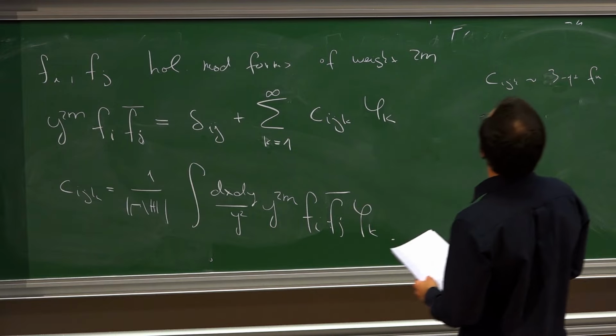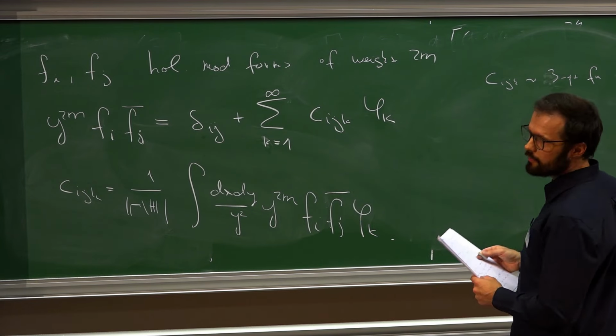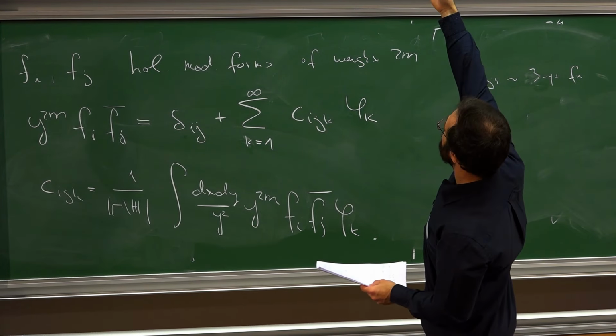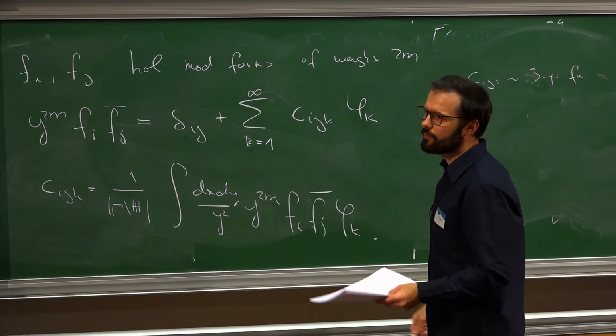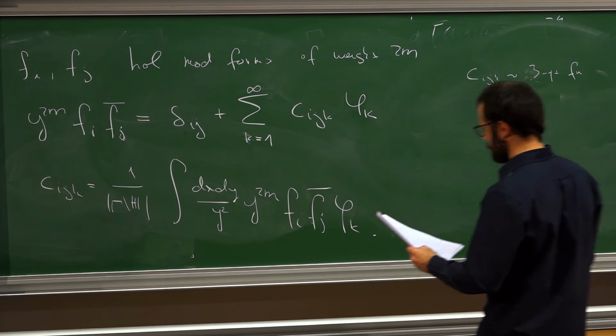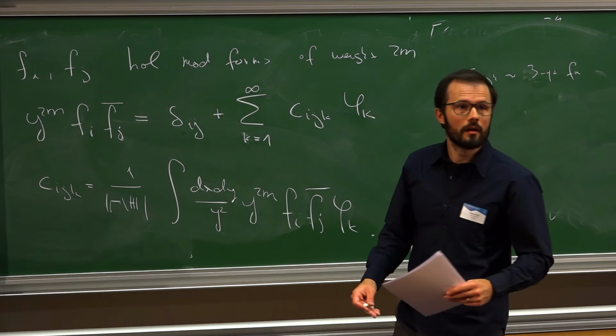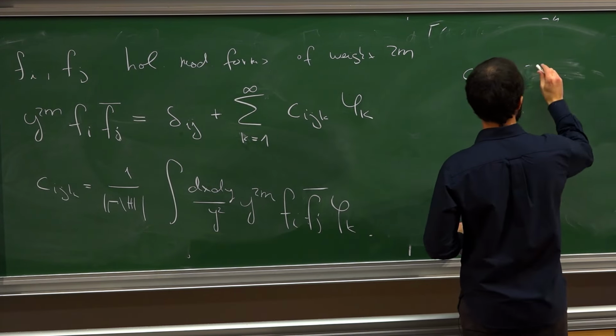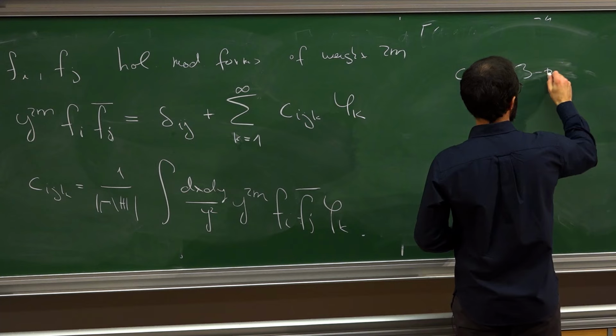Well, I guess I'm assuming that my phi are real, but over there I put a bar that was unnecessary. Let's say that phi are real. What did you write? C_ijk is the 3-point function. Sorry, my handwriting. Oh, I see.